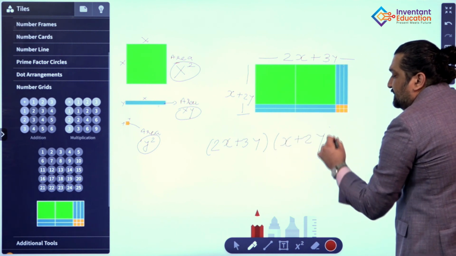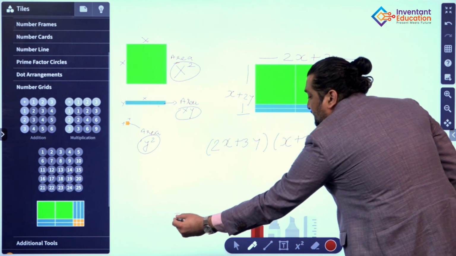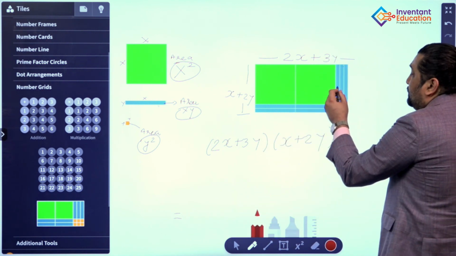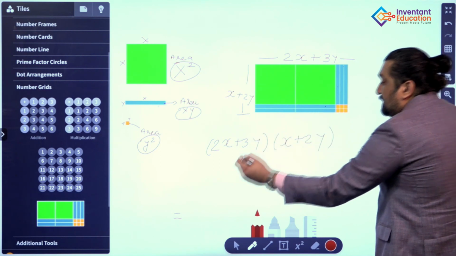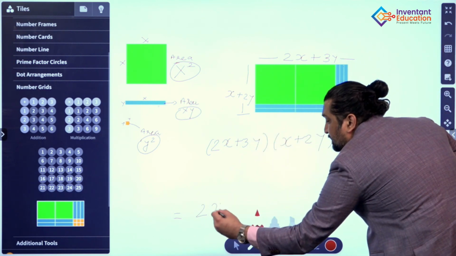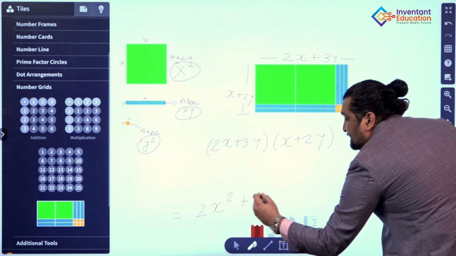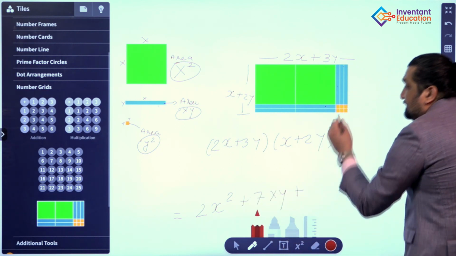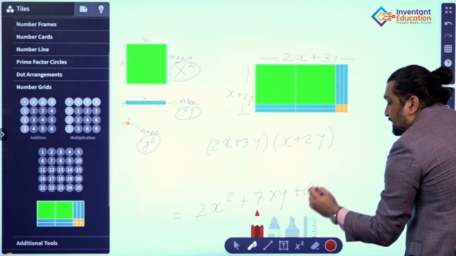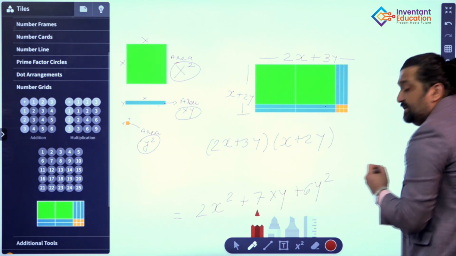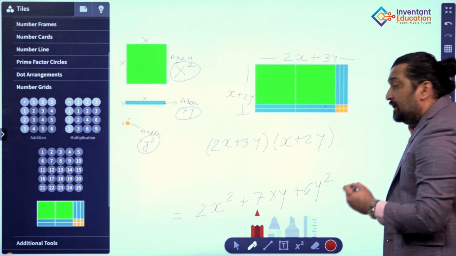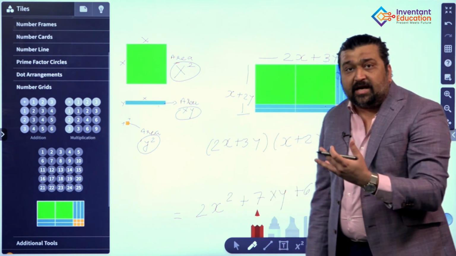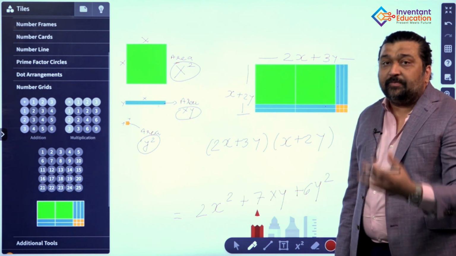The result of this expansion should be equal to 2 times x square, 1, 2, 3, 4, 5, 6, 7, so 7 times xy, plus 6 times y square. Right? Now students can easily understand algebra when you use manipulatives.